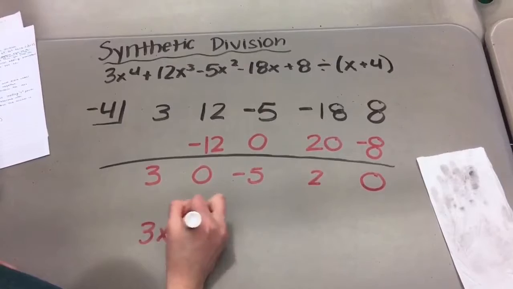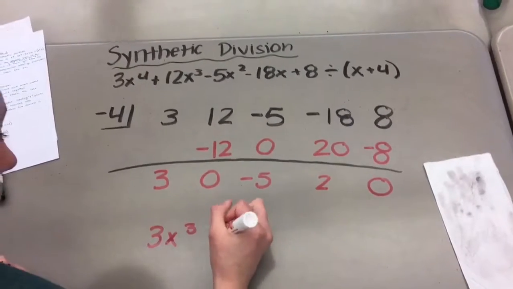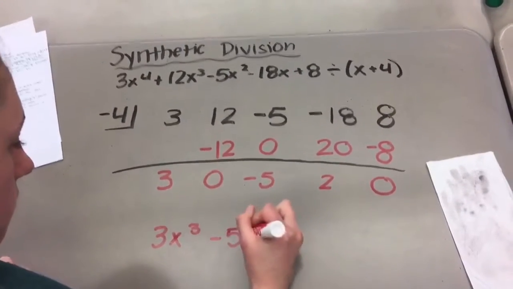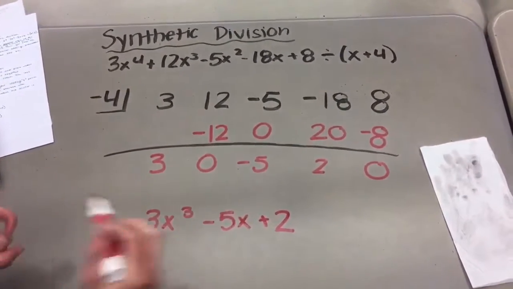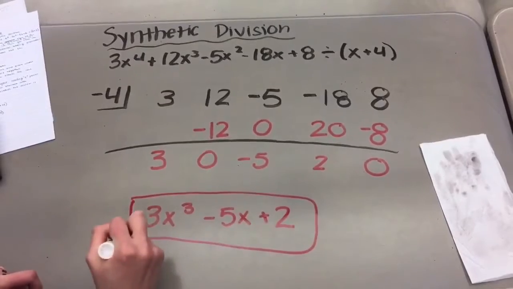Your leading coefficient is going to be 1 degree less than the original problem, and any 0 is going to be ignored because you don't write it in, so the final answer is 3x cubed minus 5x plus 2 with no remainder.